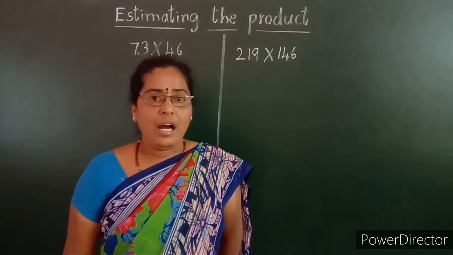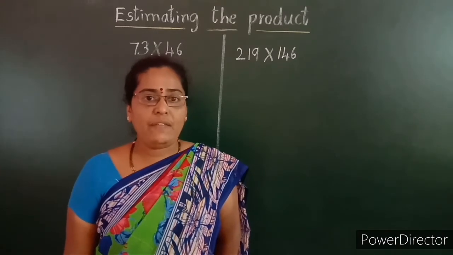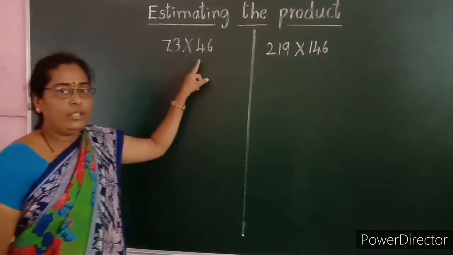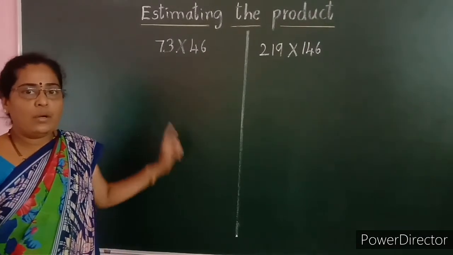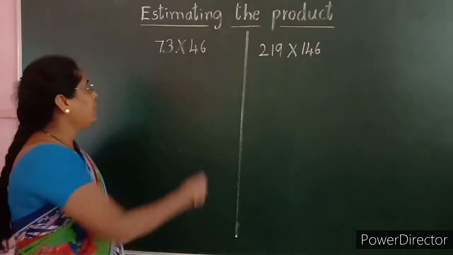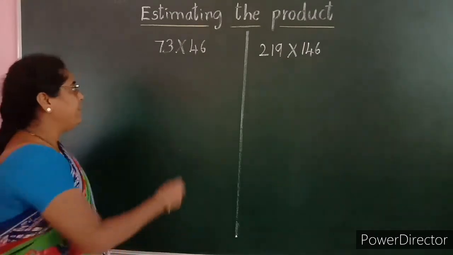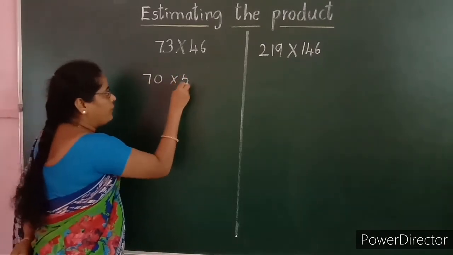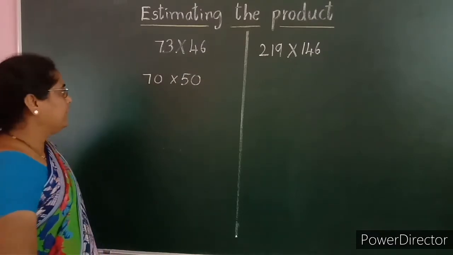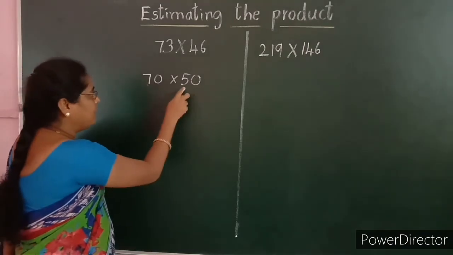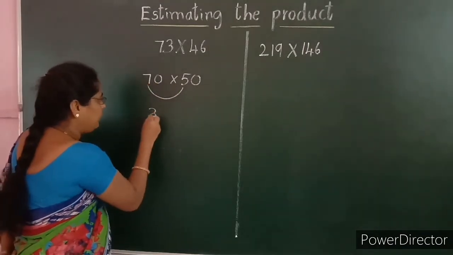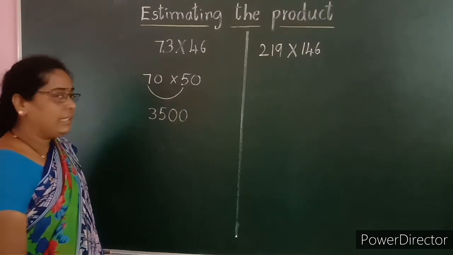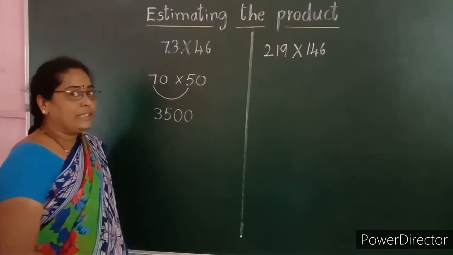In this class, now you see how to estimate the product by rounding off the numbers to the nearest 10. Let's take up one example. 73 into 46. You already know how to round off the numbers. Here 73 rounds down to 70 and 46 rounds up to 50. Now multiply these numbers. First you multiply the digits, that is 7 fives are 35. Then here, how many zeros? 2 zeros. So the estimated product is 3500. Now you see the actual product of 73 into 46.